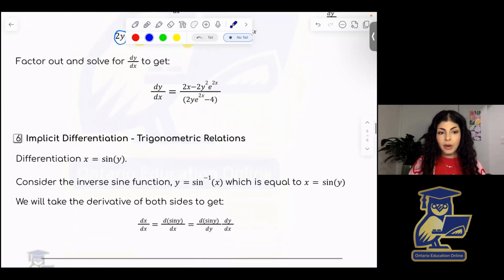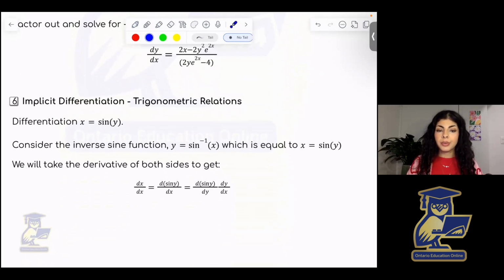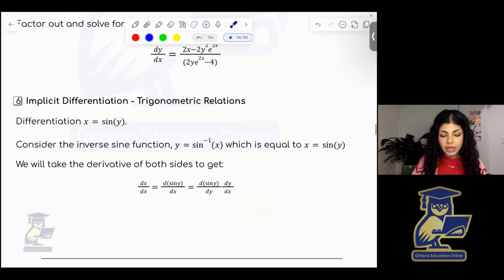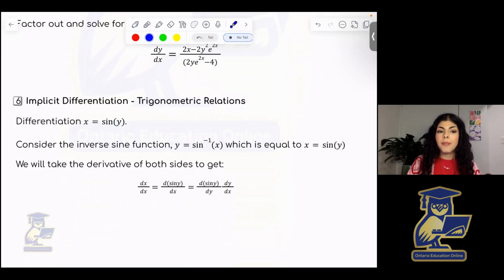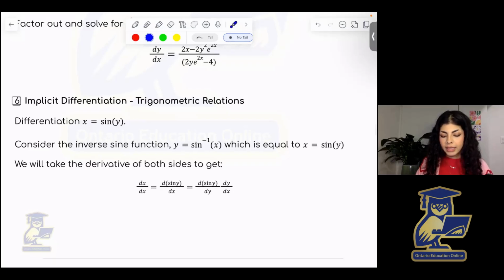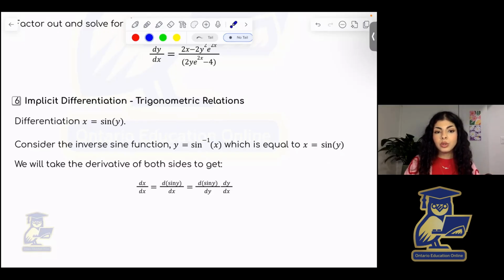And then we're going to see now an implicit differentiation with trigonometric relations. So given the function x is equal to sine of y, we see that y is now our input value for the sine function. This is actually the inverse of the sine function: y is equal to sine to the power of -1 of x, and it is equal to the function that we want. So you can use trigonometric properties here as well, but I'm just going to show you with implicit differentiation, and you can always double check that you're getting the same value.